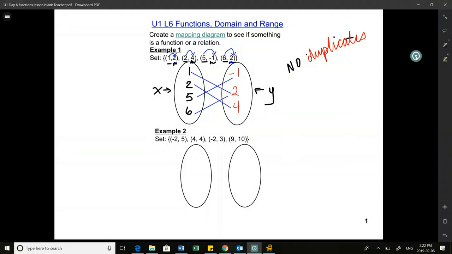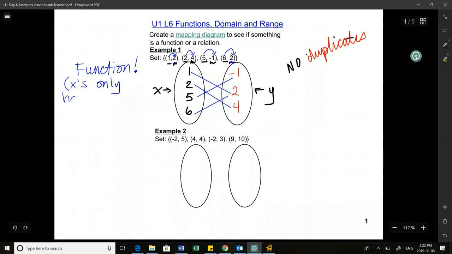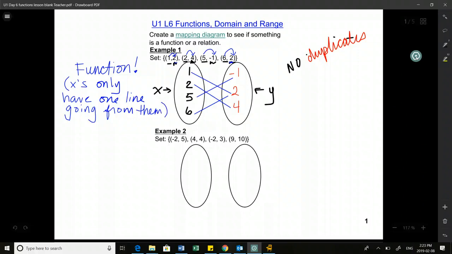Okay, again, this is just a visual way that we can tell if something is a relation or a function. So here's what I'm going to look for to decide on whether this is a function or not. I want each x in the first oval here to only have one line going from it. Do I have that? Yes, so this is a function, okay? So each x in the first oval should only have one line going from it if it's a function. All right, so that's what we're looking for. I want just one line going from each of my x's.